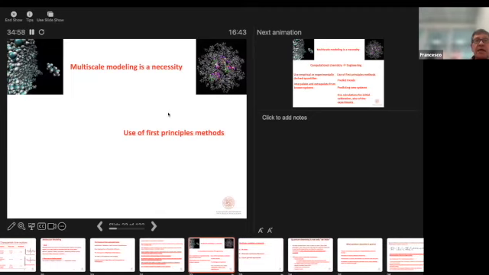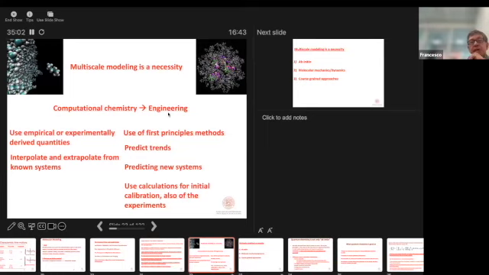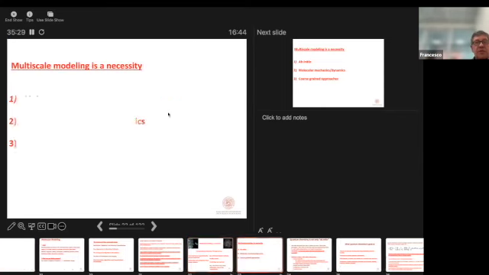So multi-scale is a, here something happened, okay. Multi-scale modeling is a necessity, and it's a necessity because we want to go from the pure chemistry to the engineering and tell them what actually is the best model to deal with. And we need to understand, when we're dealing with computational chemistry, the interplay between experiments and first principles.